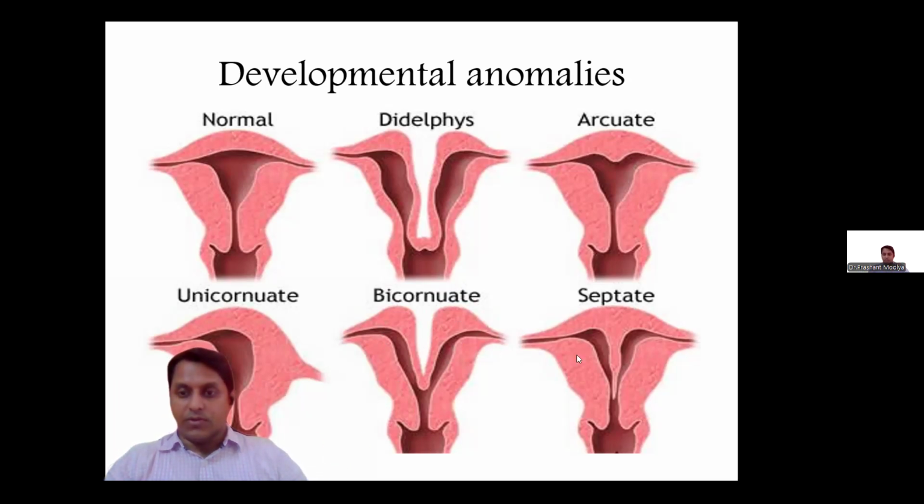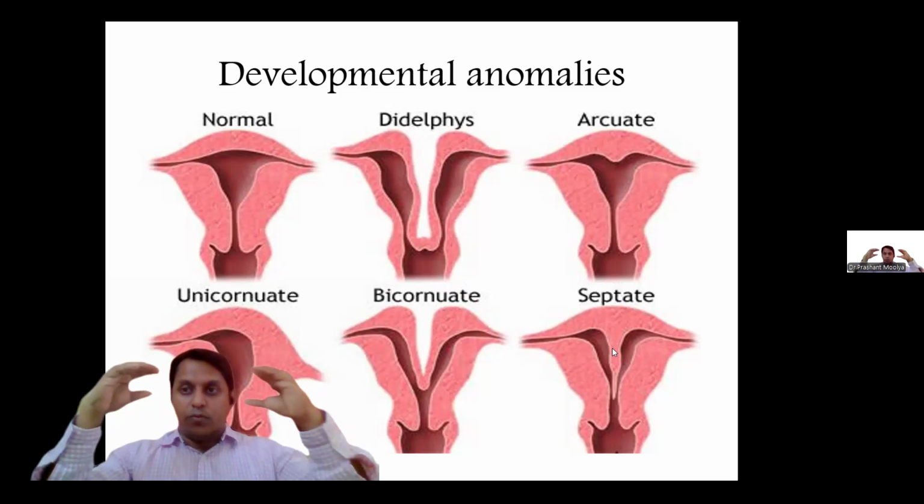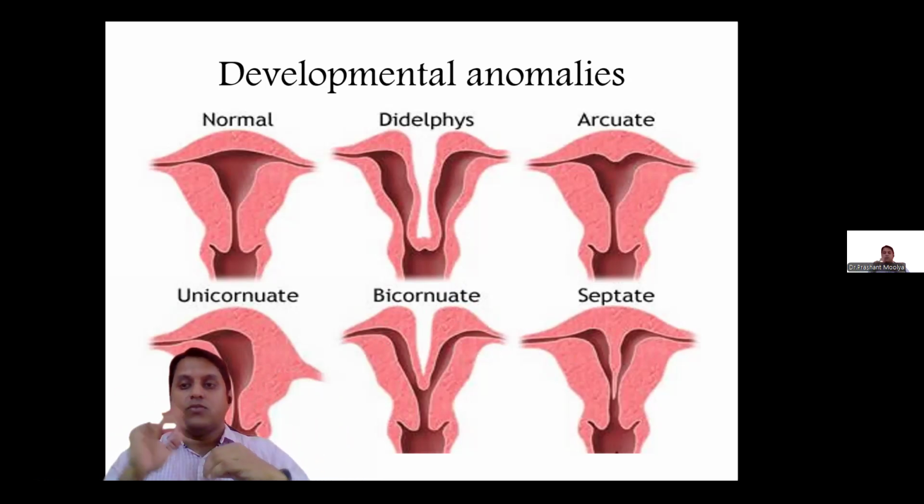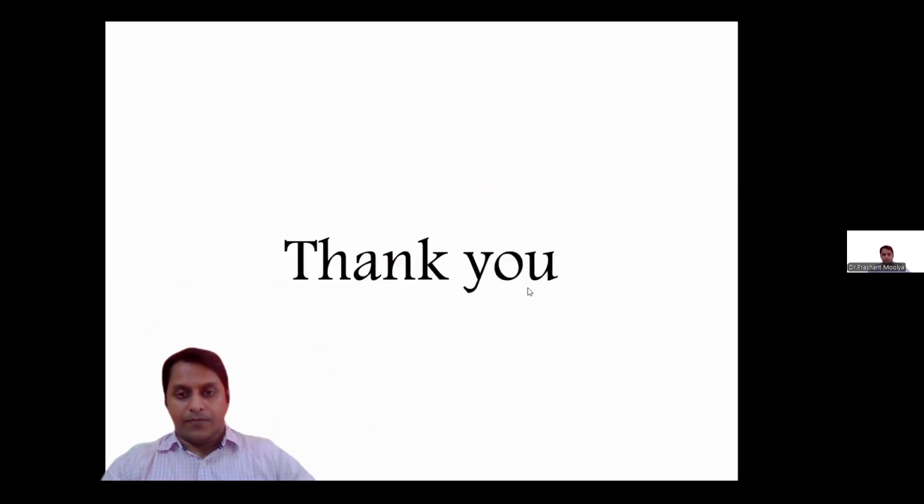And septate uterus. Septate uterus is possible when the two paramesonephric ducts have fused, but the septa between them has failed to degenerate. So these are the different anomalies which are possible in the process of the development of the uterus. In short, about this development of the urogenital tract.